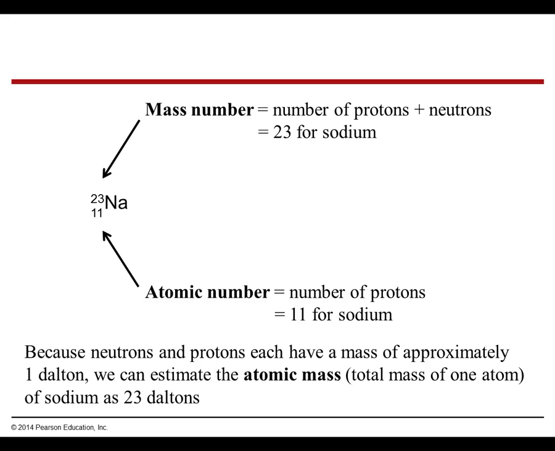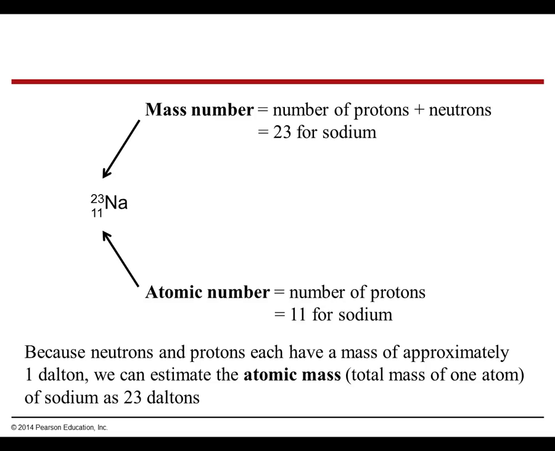So elements differ from each other in numbers of subatomic particles. The element's atomic number is the number of protons, and the number of protons is what identifies an element. If you change the number of protons, you change the element identity. So atomic number, number of protons.